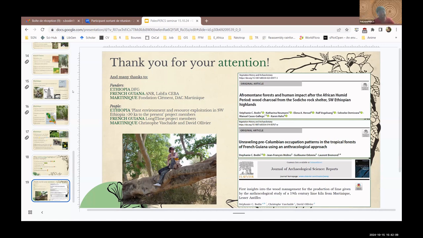So in Martinique, it was a proper archaeological excavation. Charcoal were found, and I joined the project to study the charcoal. In Ethiopia, it was a multidisciplinary project. There were archaeological excavations some years before, and all the archaeobotanical remains were kept, so we could study them afterwards. In French Guiana, it was different because it was also a multidisciplinary project, but archaeologists didn't have the time to work before us.